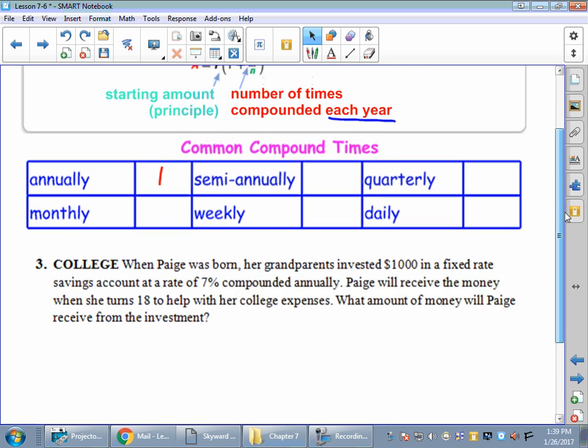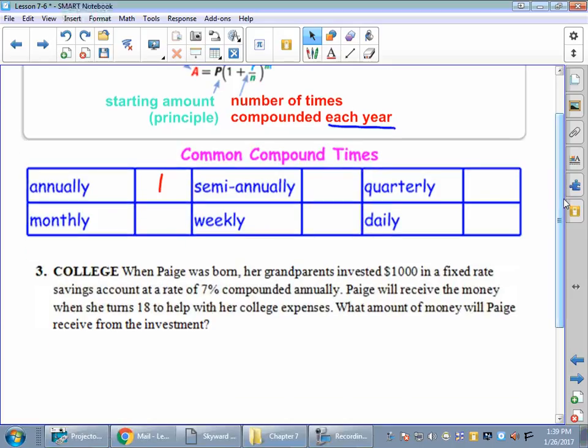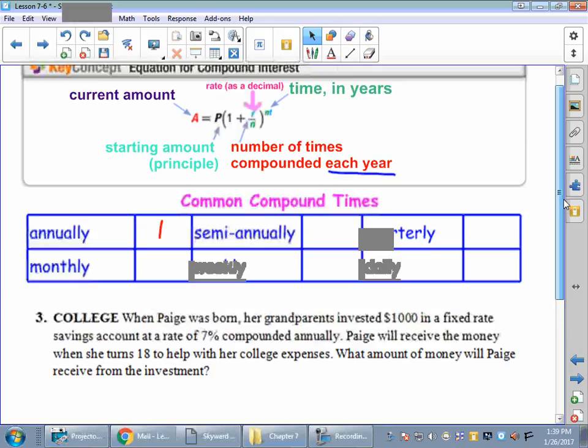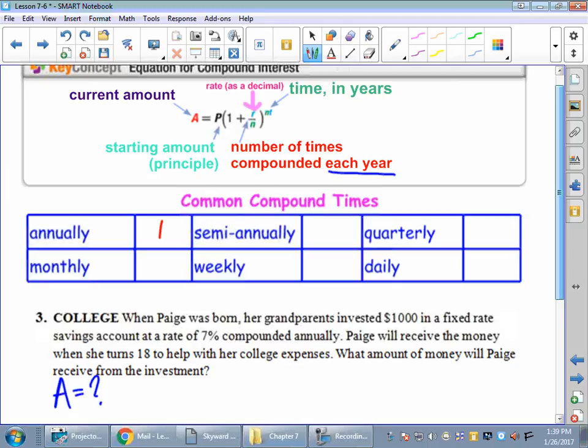So here's what we need to figure out first of all. Here are the things we need to know. A is what we're looking for, right? How much will she have at the end? I need to know what P is going to be, the starting amount or the principal. Well, what was the starting amount? $1,000. I'm going to need to know the rate. What does it say the rate? The only percentage in this problem is right here, rate. If we turn 7% into a decimal, what would that be? 0.07.